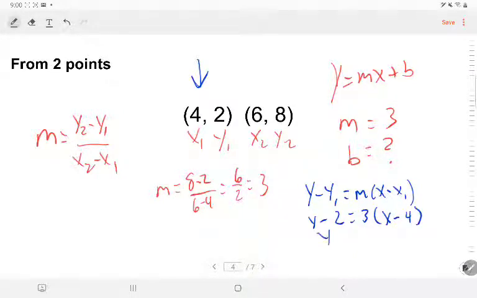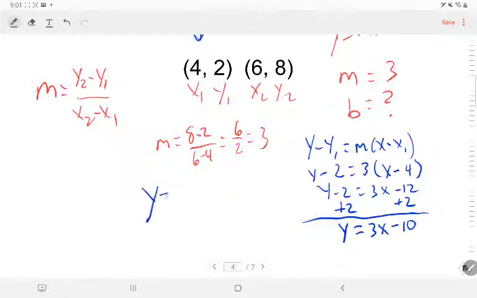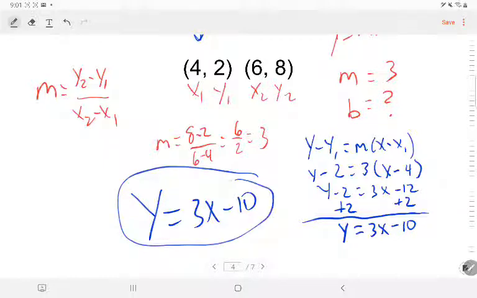Okay? And that would be y minus 2 equals 3x minus 12. Remember, you have to distribute. And then I need to remove the 2 from the left side of the equal sign. Negative 2 plus 2 is 0, so that leaves me with a y. I can only do it to like terms, so that's going to give me 3x minus 10. So my answer would be y equals 3x minus 10. So there, I did it with 2 points.